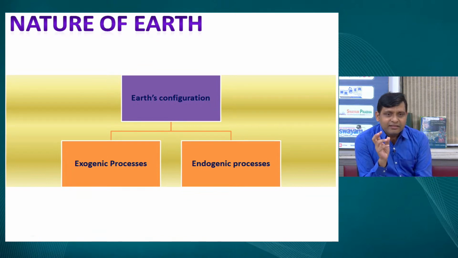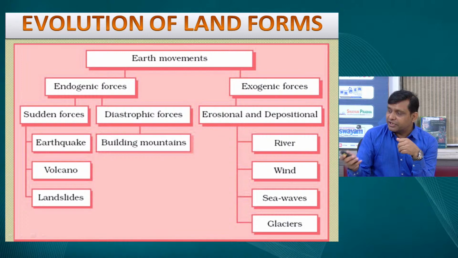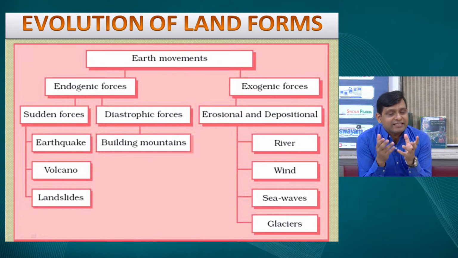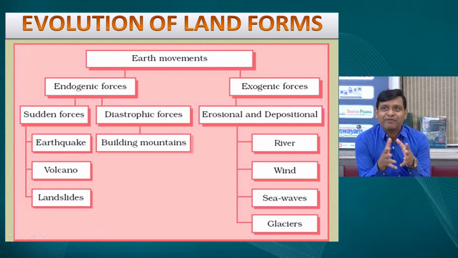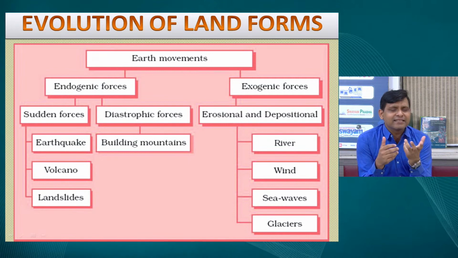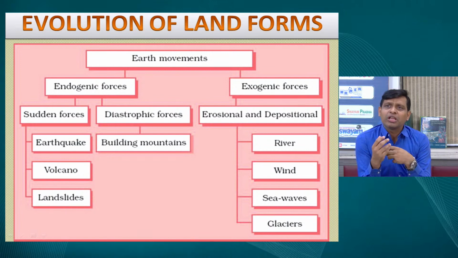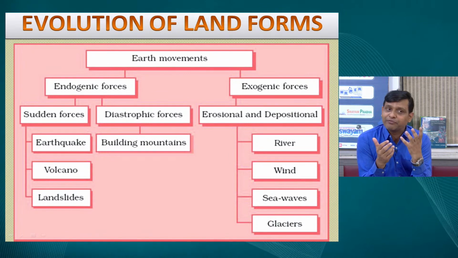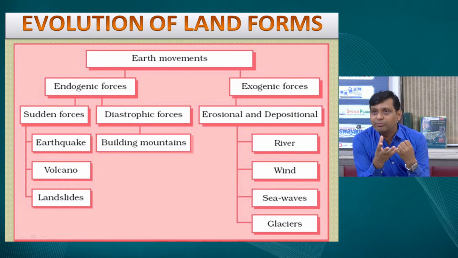Now, these forces have led to the development of different landforms on earth, and these forces can be further classified. For example, endogenic forces can be divided into sudden forces and catastrophic forces. Sudden forces like earthquake, volcano or landslides occur suddenly, that's why we call them sudden forces. Whereas catastrophic forces, that means the mountain building forces, for example the Himalayas which have been formed, have been formed by catastrophic forces.